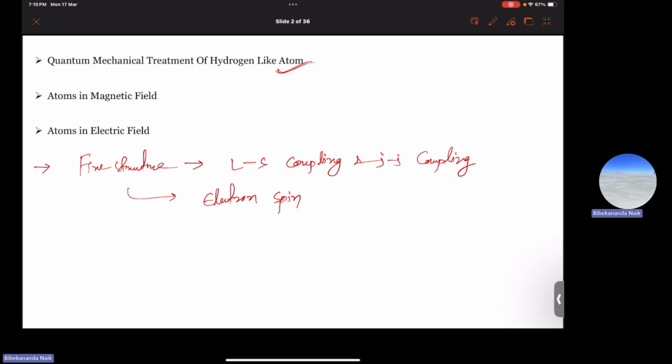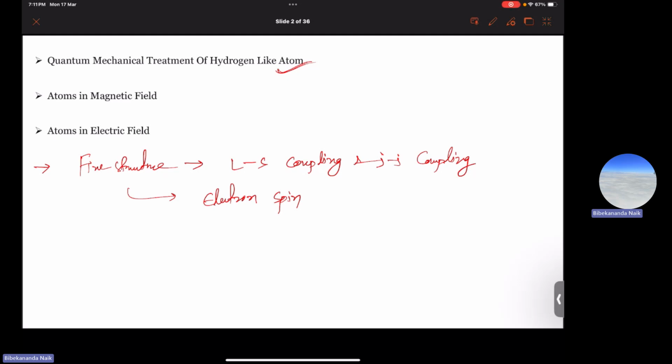However, it was found that along with the electron revolving around the nucleus, it also revolves around its own axis, like the earth revolves around its own axis and also around the sun. So due to the discovery of electron spin, it was found that there is an interaction between orbital angular momentum and spin angular momentum, due to which the atomic levels split into further levels.